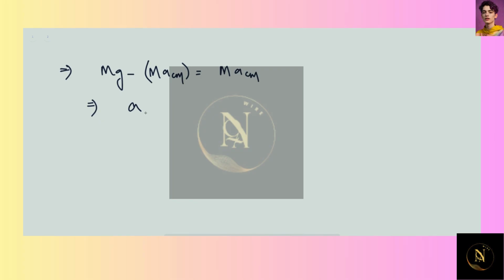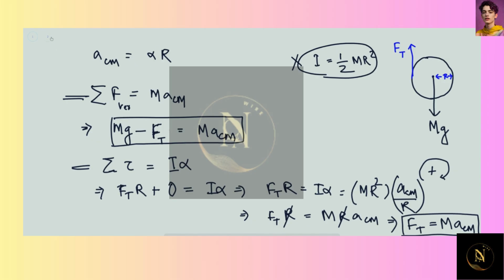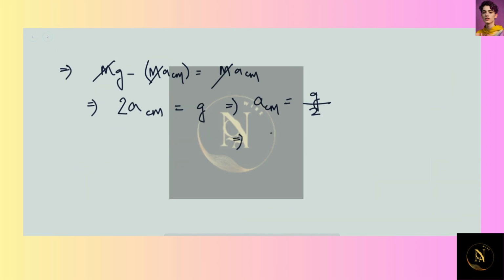From here we can find a_cm. The mass on each side cancels out and we get twice a_cm equal to g, and therefore a_cm is g over 2. Now we use the rolling relation again in place of the acceleration of the center of mass. So alpha times R is g over 2. Therefore alpha will be equal to g over 2R.